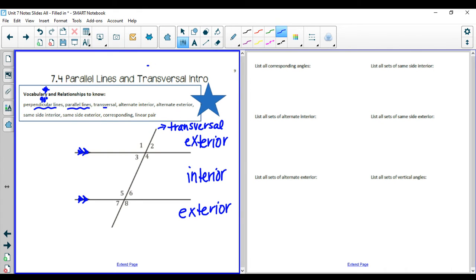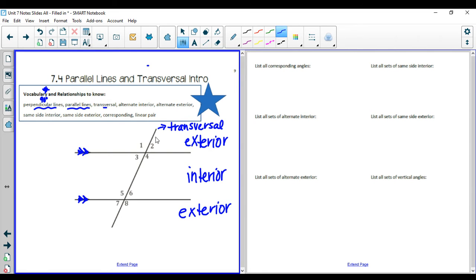If you can take a look at the transversal, hopefully you can agree with me that angle 1 is on the opposite side of the transversal compared to angle 2. So they're on alternate sides, or back and forth, different sides of the transversal. We're going to see that in some of the vocab terms over on the other side.